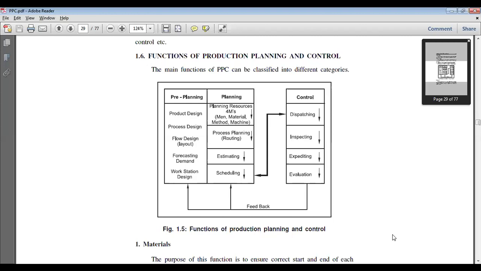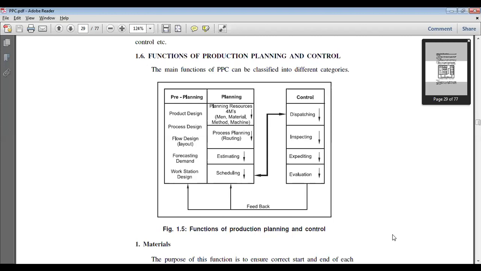Pre-planning is before the actual execution, before the product goes to manufacturing on the floor. We must have a complete plan of how the material and men move and how the machines work. This is called pre-planning, the first phase of the production planning and control functions. Pre-planning includes product design, process design, flow design, forecasting demand, and workstation design.